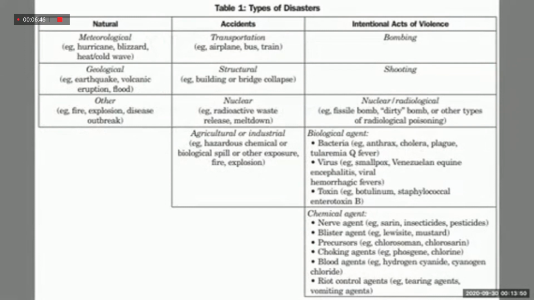So, as a summary, these are just the types and how we classify disasters, either as natural, accidental, or intentional acts of violence. This would just give you an overview and a way to classify them according to the types of disasters.